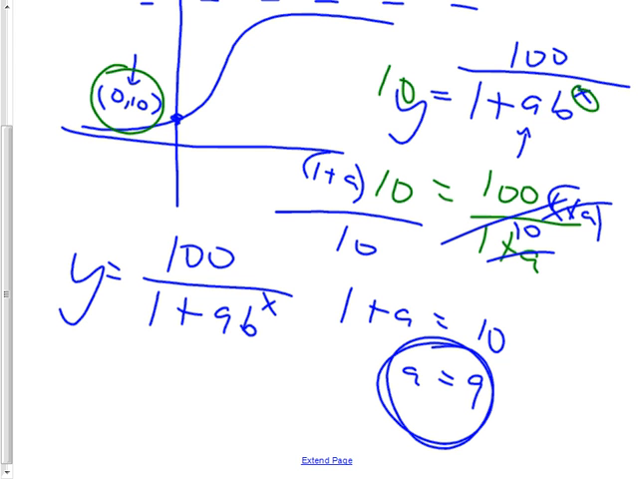We haven't given you another point yet, but I will now. Let's say that right there, if that's a distance of 10, that looks like it's about 20 comma 50. So if you use that point 20 comma 50, you'll be able to figure out the b, and then you'll have the whole equation.